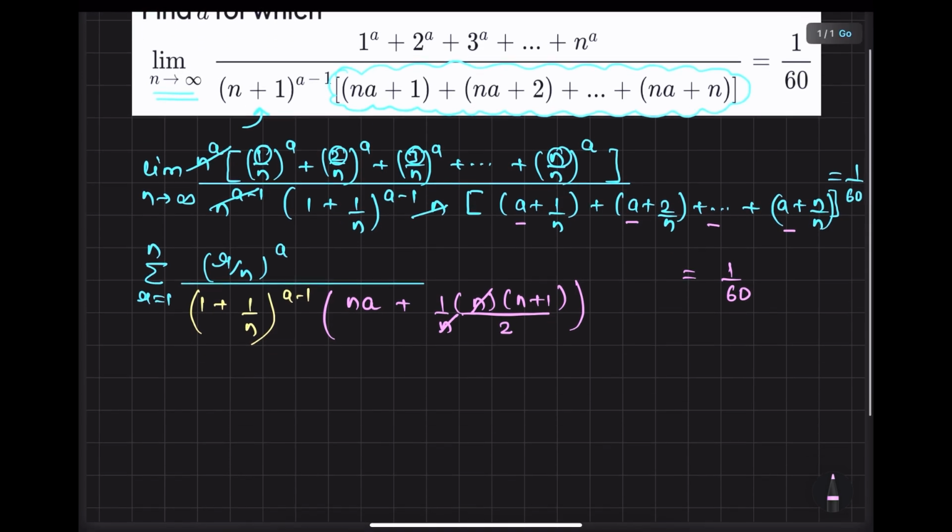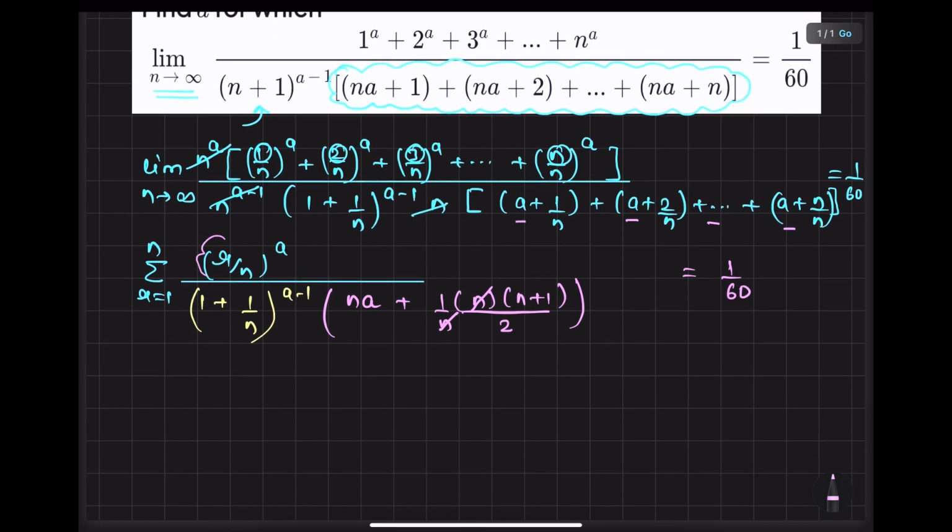Now look at this. You know that this thing will be replaced by x, but we need n more so that we can create dx. So what I will be doing is taking n common from this component, because in the denominator we want n.